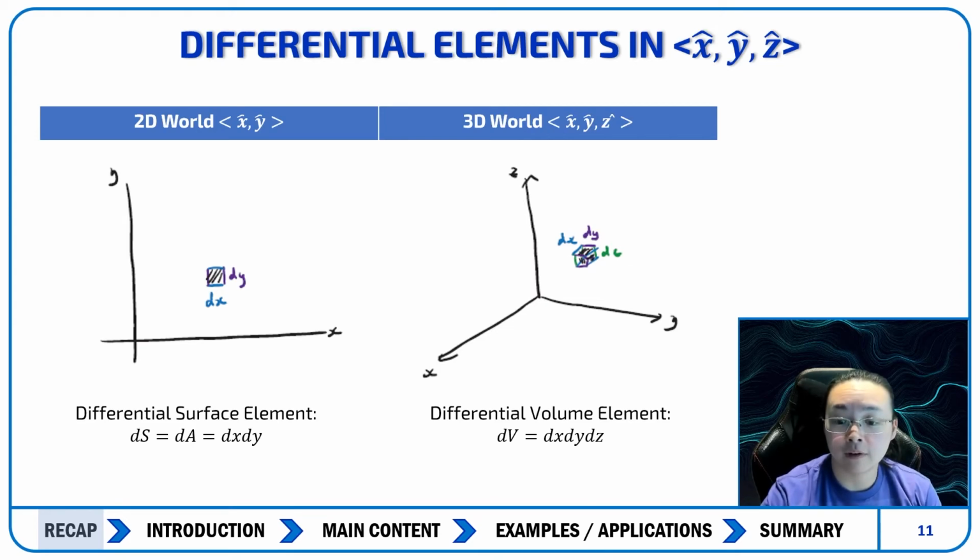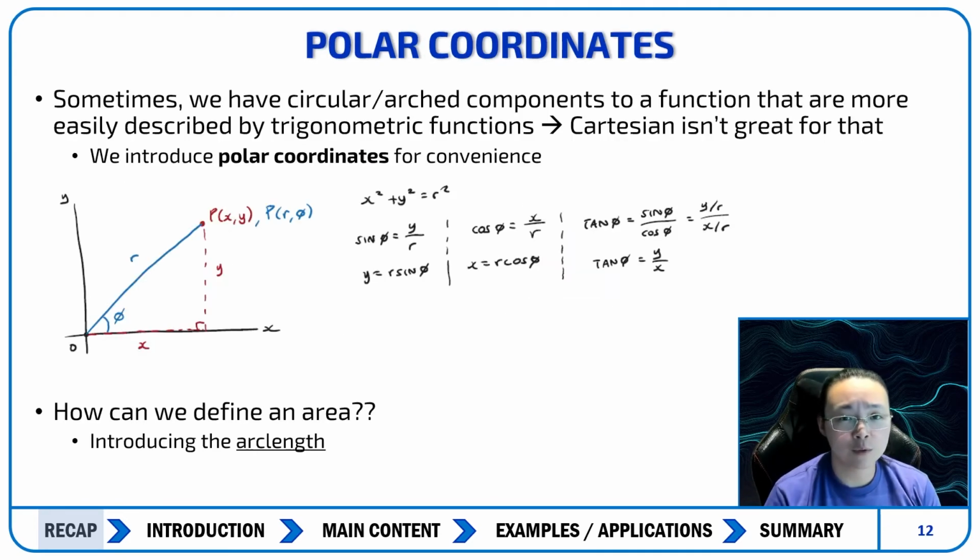We're now going to move on to polar coordinates, because the other 2 coordinate systems in 3D space, which are cylindrical and spherical, will require knowledge of polar coordinates. So why learn about polar coordinates? Sometimes when we have circular or arc components to a function, it's a lot easier to describe them using trig functions. And when we use trig functions, Cartesian isn't the greatest coordinate system for that.